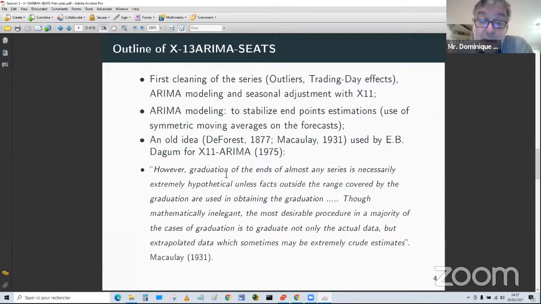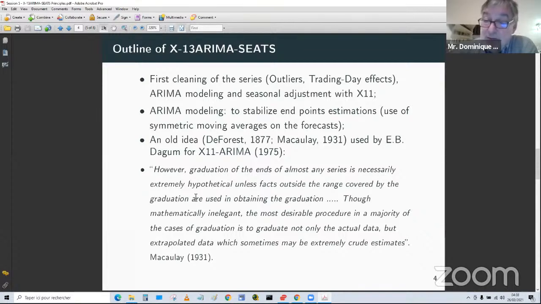However, graduation was the name for smoothing at this time. In English, they were using graduation. Today, we will use smoothing. Okay. Graduation of the ends of almost any series is necessarily extremely hypothetical unless facts outside the range covered by the graduation are used in obtaining the graduation. So you see, it means that unless facts outside the range covered by the graduation, so basically it means forecast.